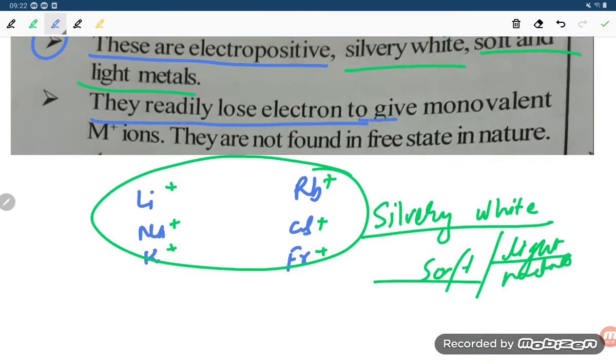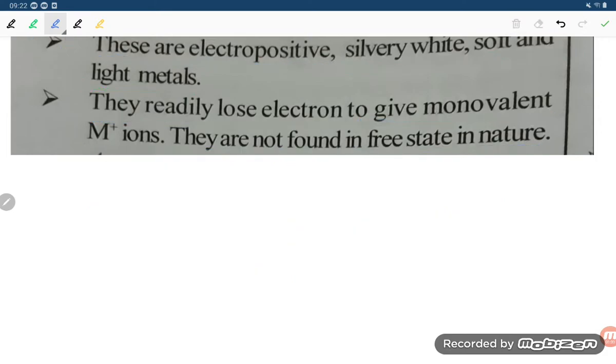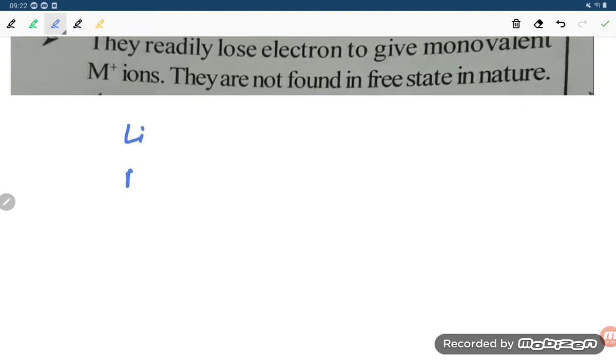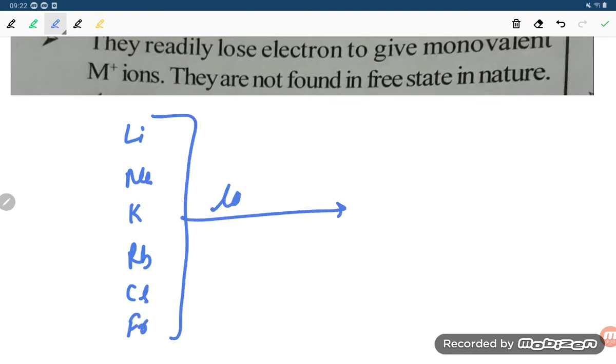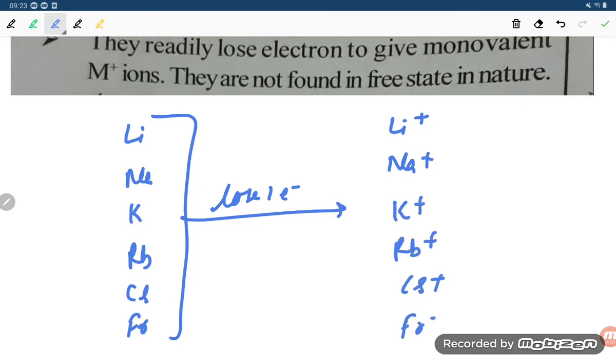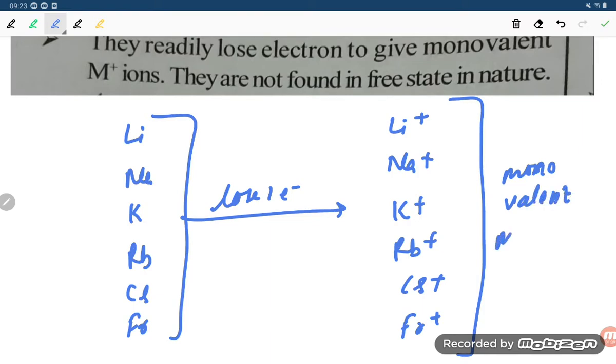They readily lose an electron to give a monovalent ion. They are not found in the free state in nature. So lithium, sodium, potassium, rubidium, cesium, francium all lose one electron, forming Li+, Na+, K+, Rb+, Cs+ and Fr+. That is, they form monovalent M+ ions.